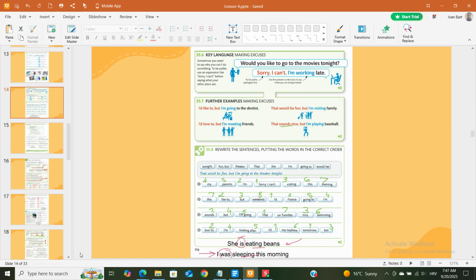35.6 Key language: making excuses. Sometimes you need to say why you can't do something. To be polite, use an expression like "Sorry, I can't" before saying what your other plans are. Would you like to go to the movies tonight? To be polite, apologize first. Sorry, I can't. I'm working late. Use the present continuous to say what you are doing instead.